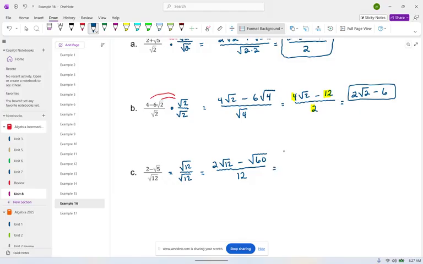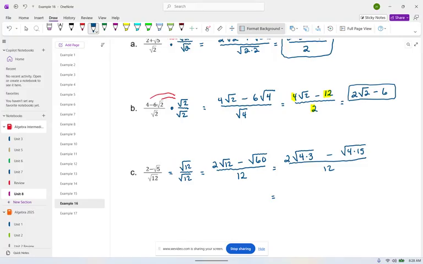Now we're going to simplify a little bit, so we can rewrite the square root of 12 as the square root of 4 times 3. 4 is a perfect square, minus the square root of 60, or there's a factor of 60, which is 4. 4 times 15, all over 12.